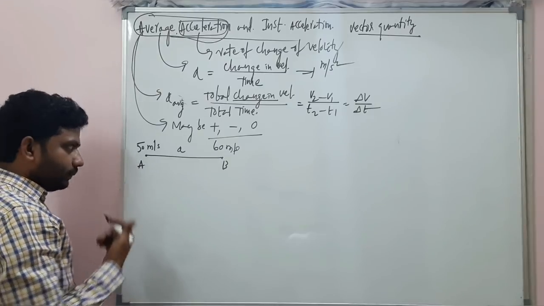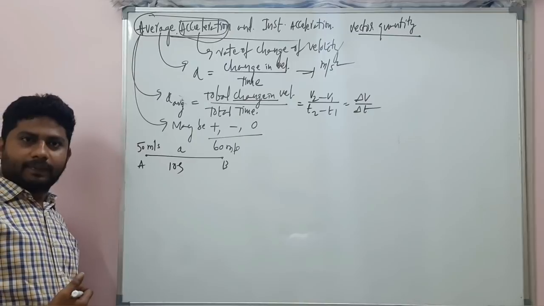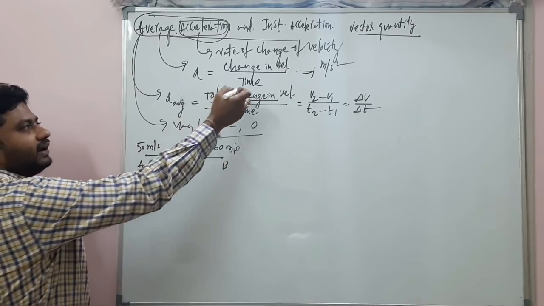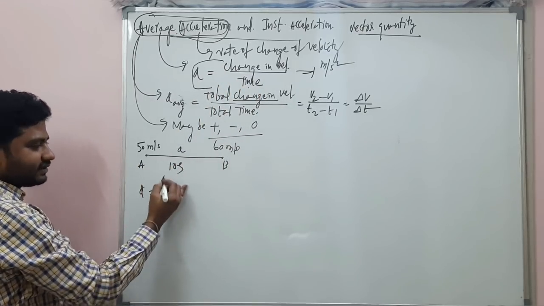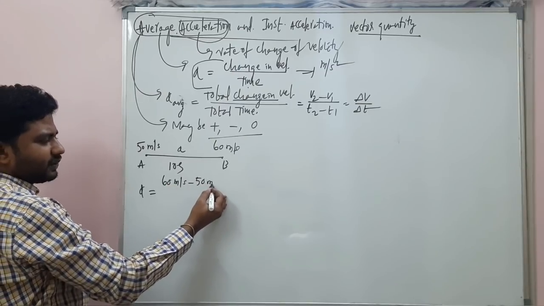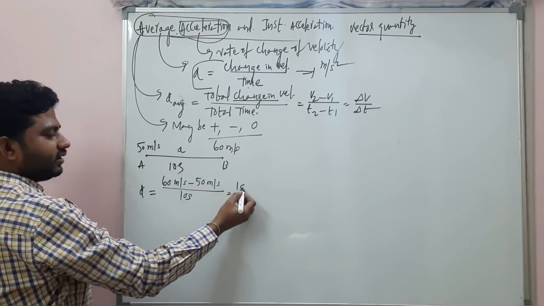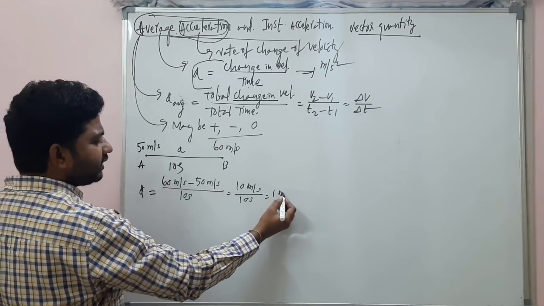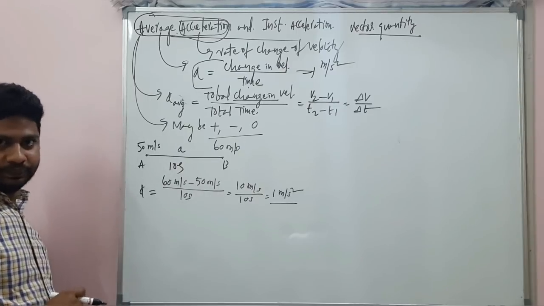Okay. Now, in a time, let's take 10 seconds. What is the acceleration here? Change in velocity by time. What is the change in velocity? 60 meters per second minus 50 meters per second divided by time, 10 seconds. So I can say it is 10 meters per second by 10 seconds, which is 1 meter per second square, and this is called acceleration, which is a positive value.